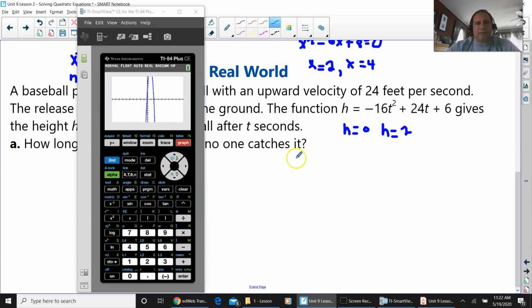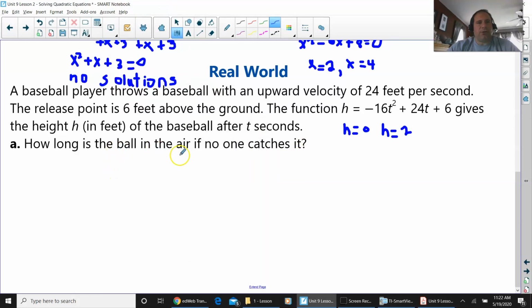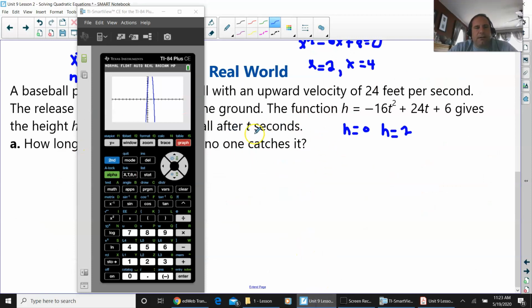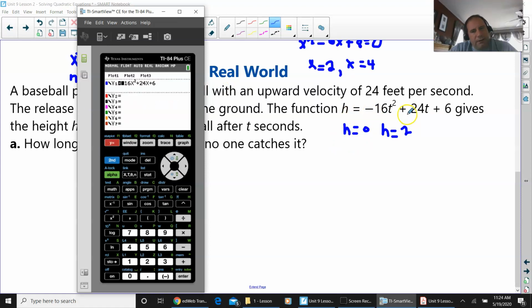Nobody catches it. How long is the ball in the air if nobody catches it? So what you do is you just put this directly in that real world situation right here. Put it directly into your calculator, right? So they give you the equation, and then you just have to find the zeros.